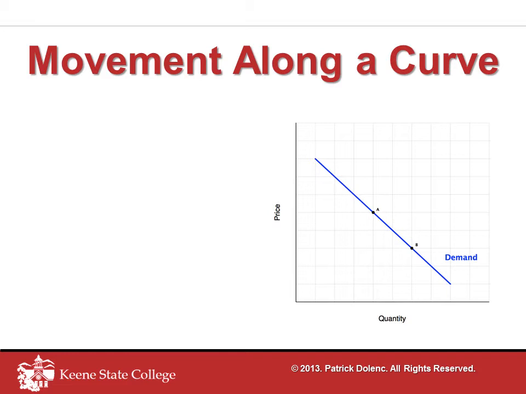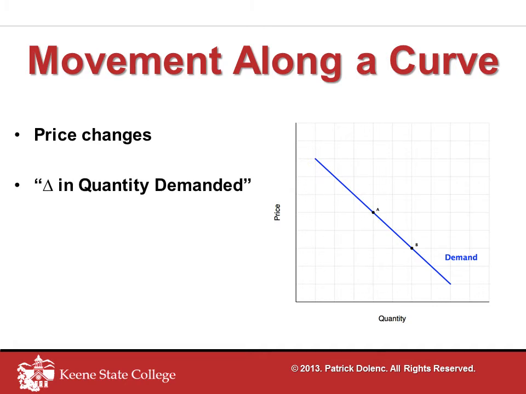When we refer to movement along a curve, we're talking about a situation where the price of a good or service has changed. Because the price has changed, and because we're going to encounter a movement along a demand curve, economists refer to this as, quote, a change in the quantity demanded, unquote. This is one of those jargon places where if you use different language, you convey a message that you may not intend.